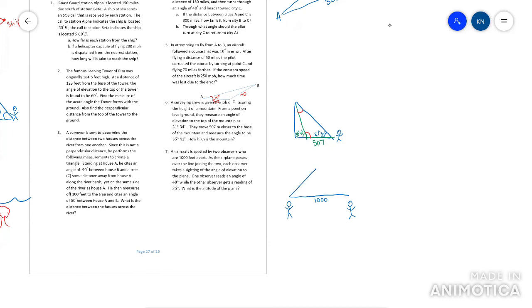One guy sees it, so here's the plane. One guy sees it at 40 degrees. The other guy sees it at 35 degrees. And then once you have that information, you have everything you need to know, because you'll be able to go get this angle, and then you can run law of sines.